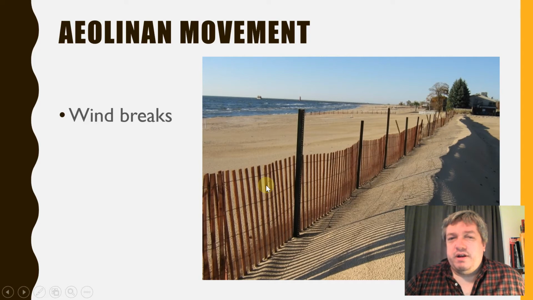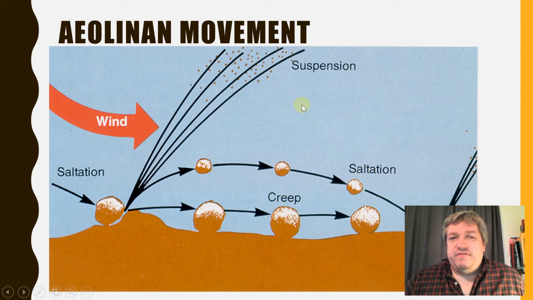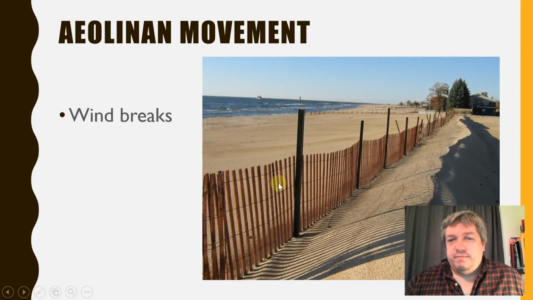And why is that important? We'll go back to this. If the wind slows down, these things don't get moved as much. So you can see here the wind blows across the beach, hits this, it slows down and drops some sand right here. And now there's less sand in the air. So we can do this artificially. We can plant a row of trees or build structures or fences.